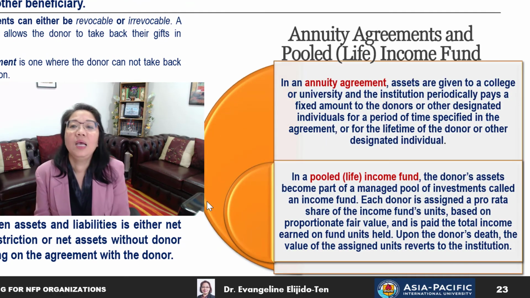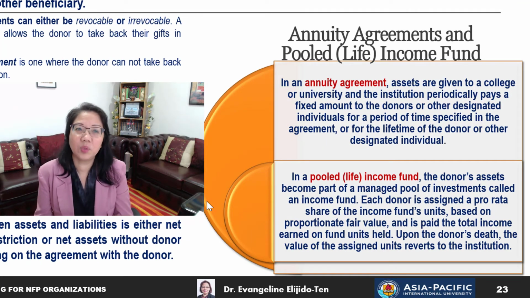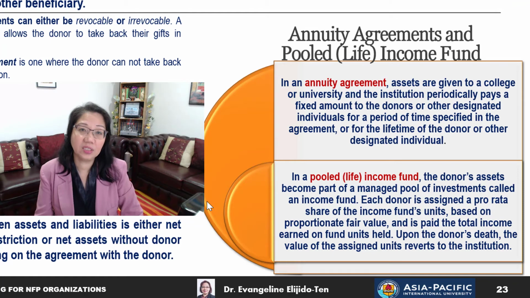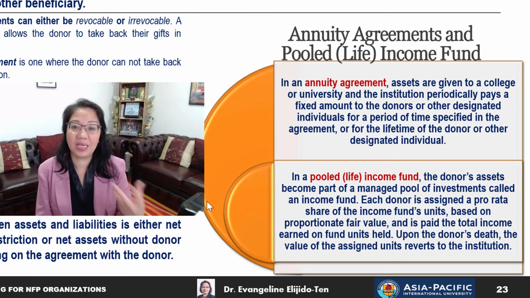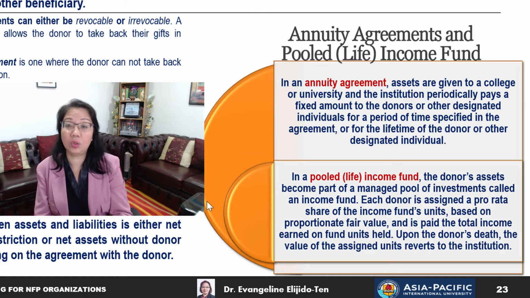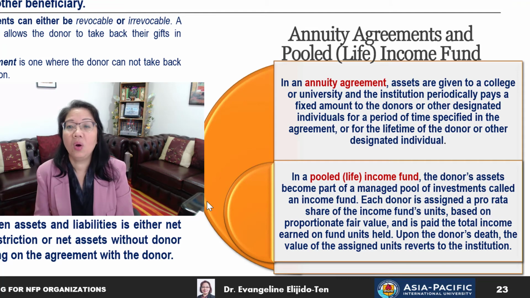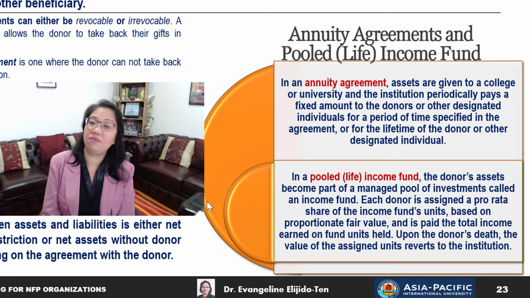All right, let's look at other types of split interest agreements. There is this annuity agreement and pooled life income fund. In an annuity agreement, the assets are given to a college or university, and the institution periodically pays a fixed amount to the donors or other designated individuals for a period of time specified in the agreement, or for the lifetime of the donor or other designated individual.